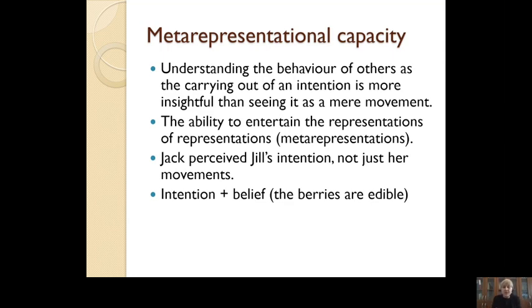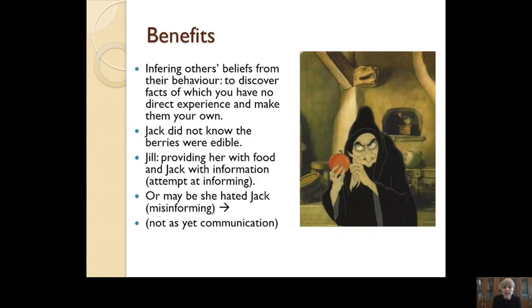Now, coming back to Jack and Jill. Could you please notice that Jack perceived Jill's intention, that she was picking berries because she wanted to eat them, not just her movements. Moreover, he also concluded that he could attribute a certain belief to Jill: that she was picking berries, she wanted to eat them, so she believed that the berries were edible. This is extremely important, and this is very advantageous for us.